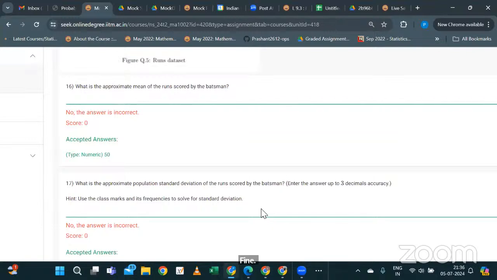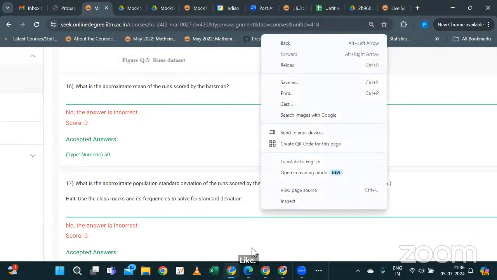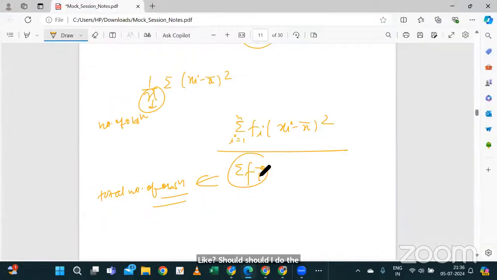Fine. You want to do the calculation? No, sir. Can you show the formula once again? Yeah, I'm talking about variance here. Yes, sir. Okay, if you take the variance, is this clear?